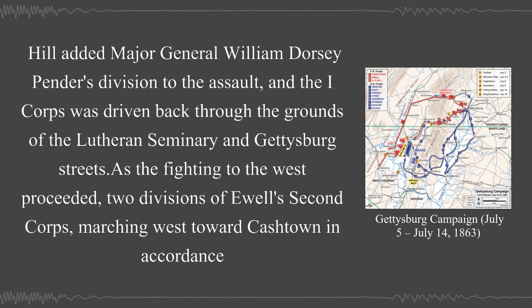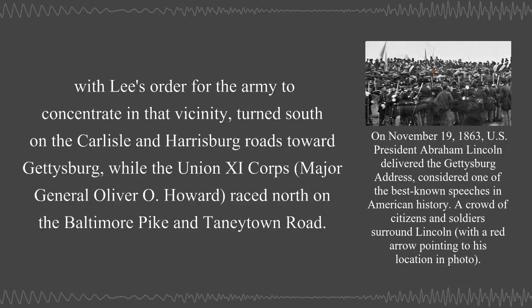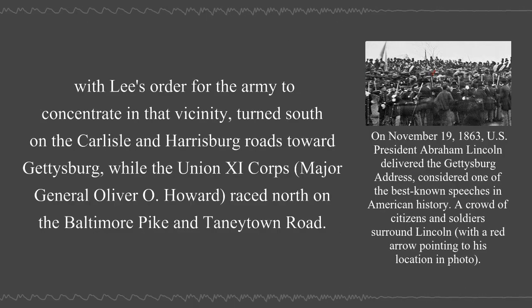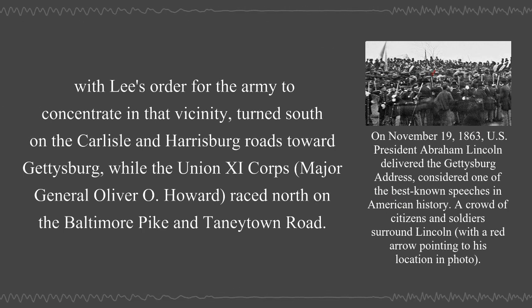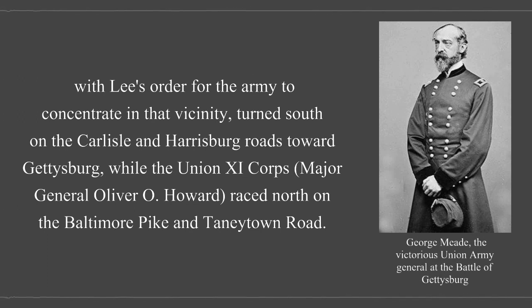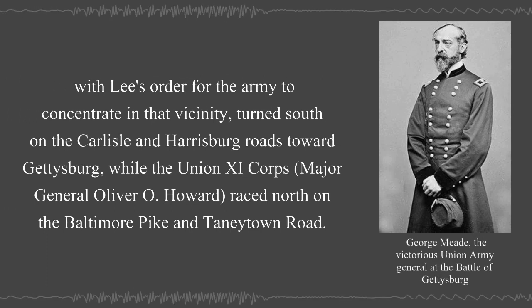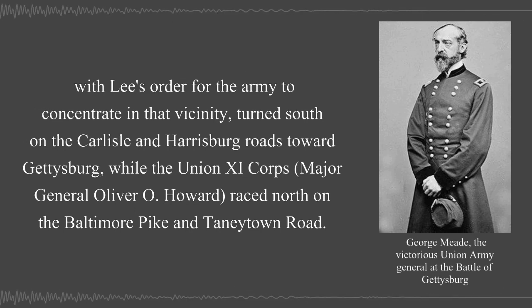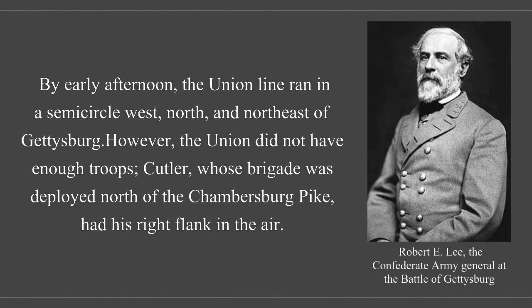As the fighting to the west proceeded, two divisions of Ewell's Second Corps, marching west toward Cashtown in accordance with Lee's order for the Army to concentrate in that vicinity, turned south on the Carlisle and Harrisburg roads toward Gettysburg, while the Union XI Corps, under Major General Oliver O. Howard, raced north on the Baltimore Pike and Taneytown Road. By early afternoon, the Union line ran in a semicircle west, north and northeast of Gettysburg.